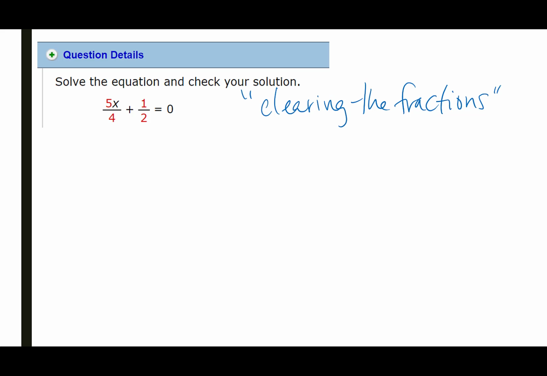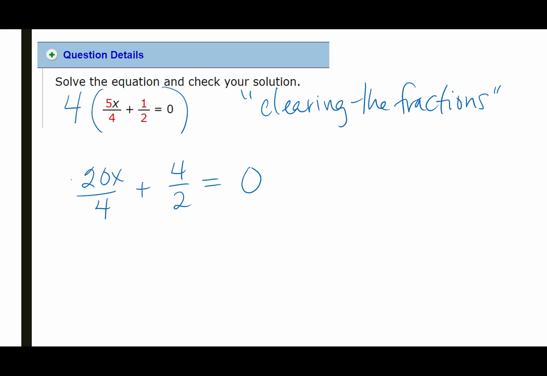The process to do this is to multiply the entire equation by the common denominator of the fractions. So right now the denominators are 4 and 2. A common denominator would be 4. So I'm going to multiply this entire equation by the whole number 4. And this is what it will look like. It will be 20x over 4 plus 4 over 2 equals 0. Because 4 is a whole number, you just need to multiply it to the numerator, and then of course 4 times 0 is 0.